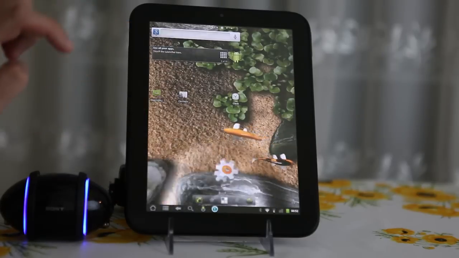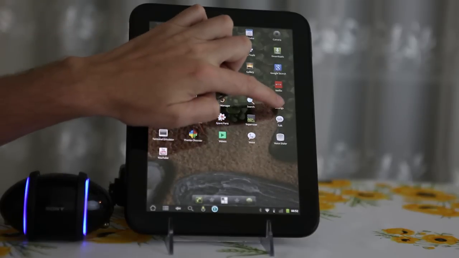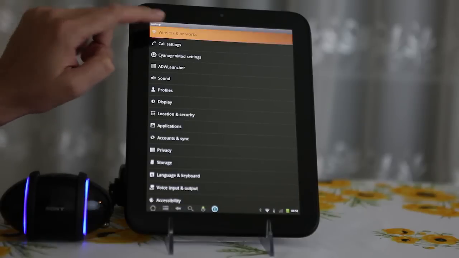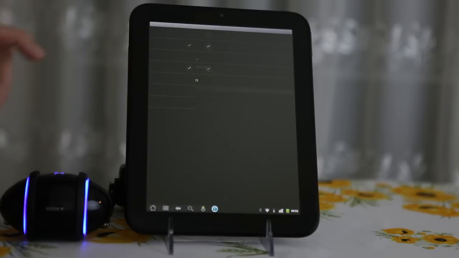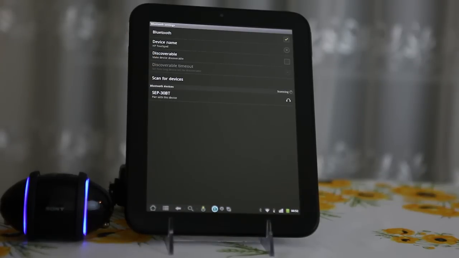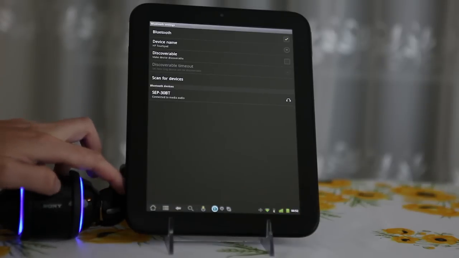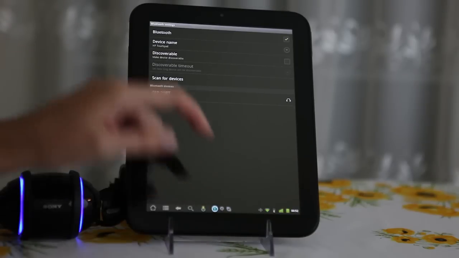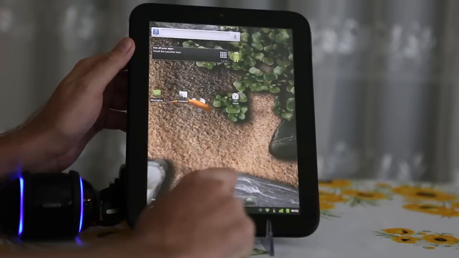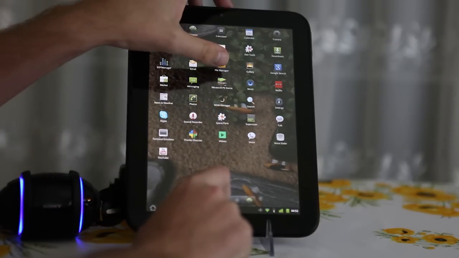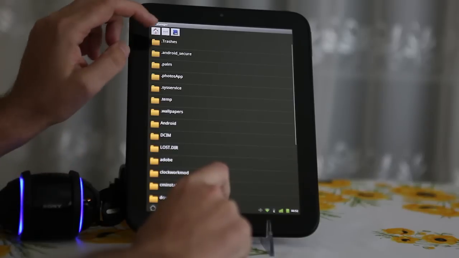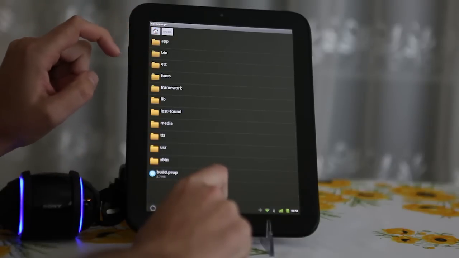Let's see. Of course, it's Bluetooth. So, let's try to pair to this conveniently located Sony Dancing Robot Rolly. Now let's try to play something. I don't really have any sort of music here, so we will play some ringtones.